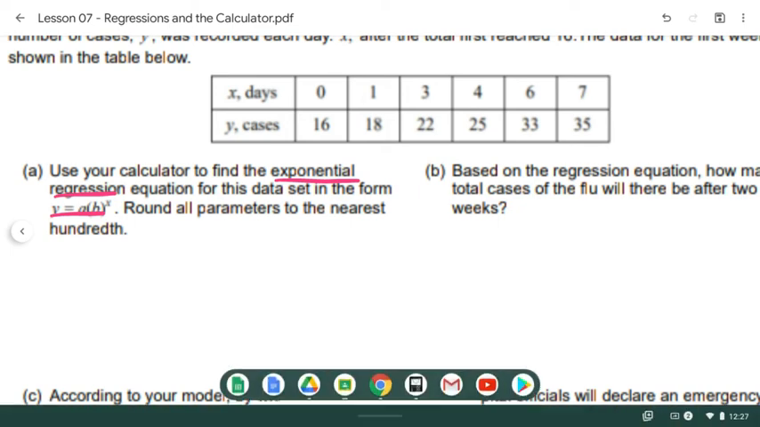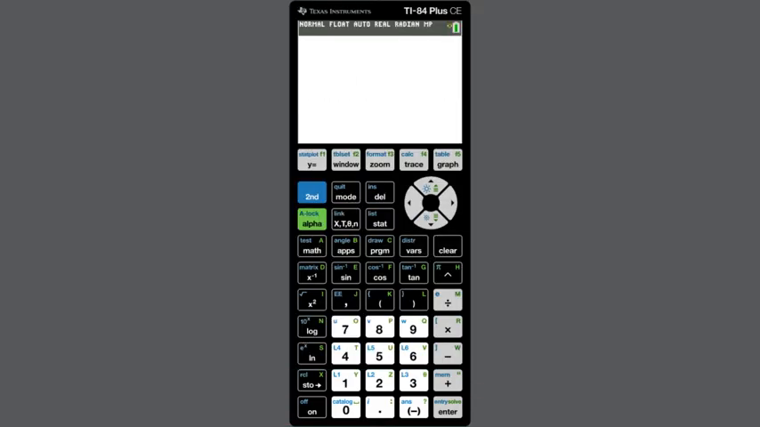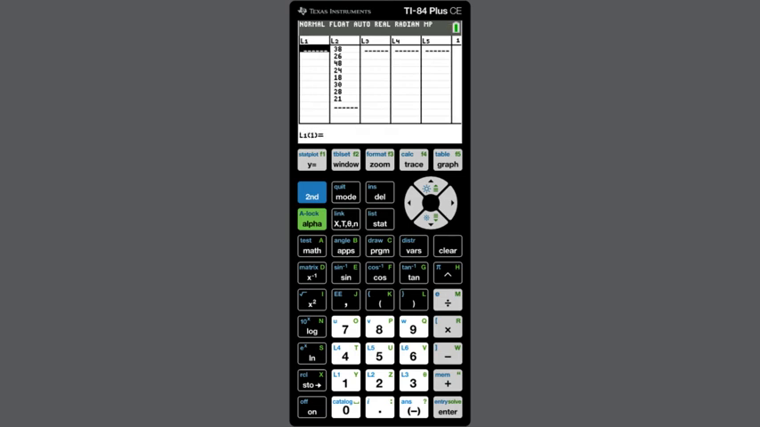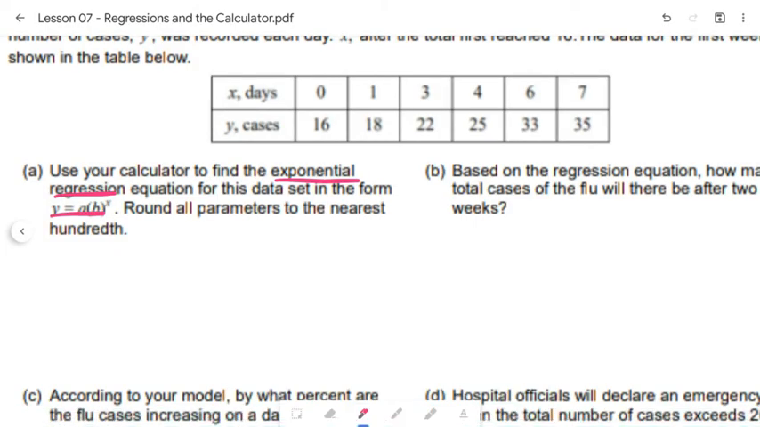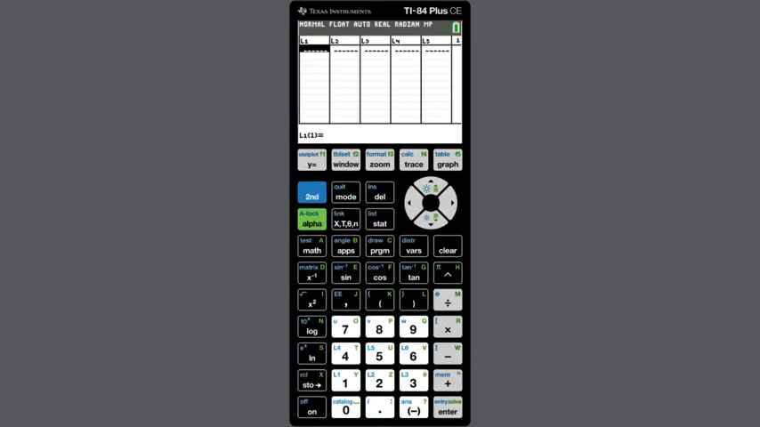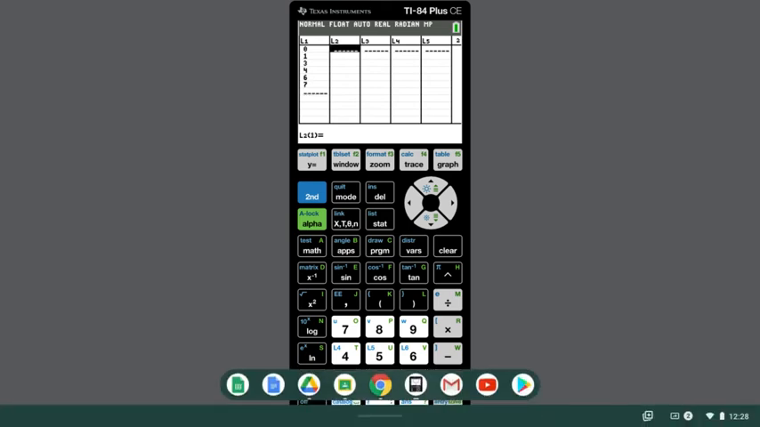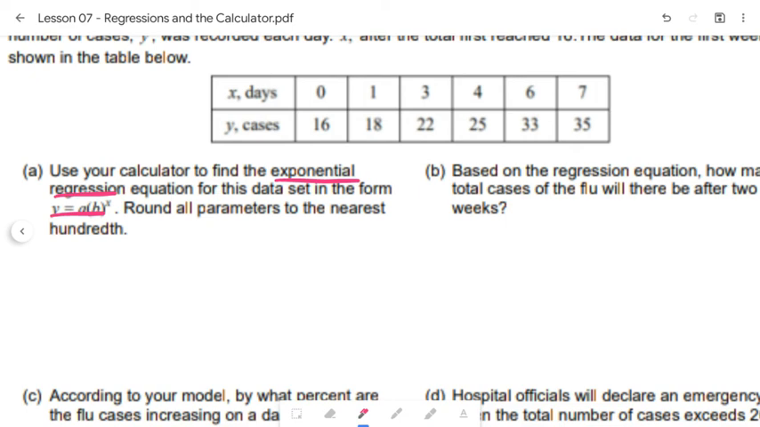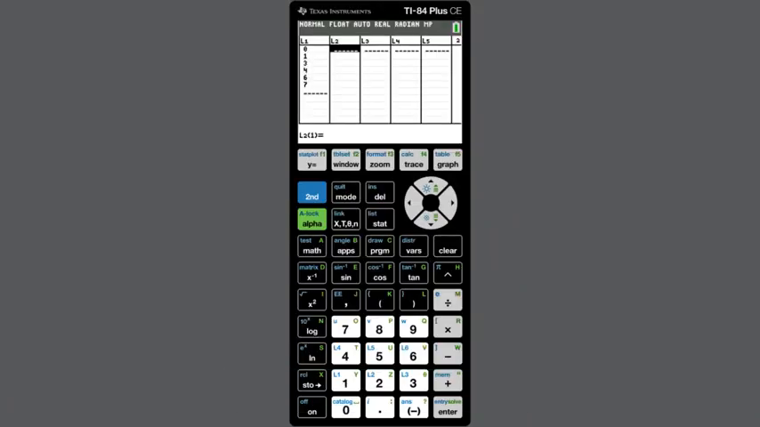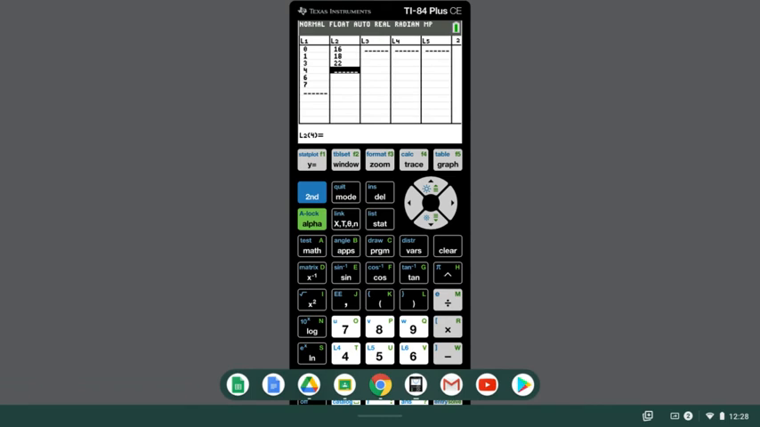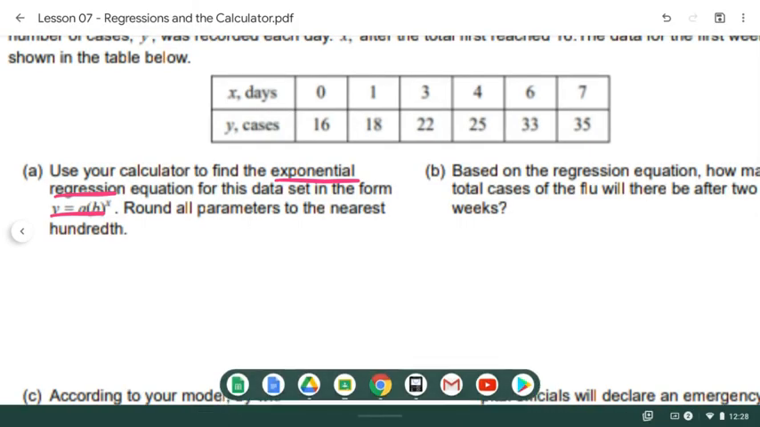So we're going to clear out what we got. Stat, edit. I'm clearing out my list. Remember, I hit the up arrow, clear on that highlighted part, and click it down. So what I got: 0, 1, 3, 4, 6, 7 are the data values I put in for the X. I'm just hitting enter each time. Then I got 16, 18, 22, 25, 33, 35.